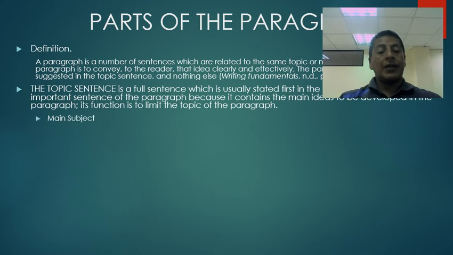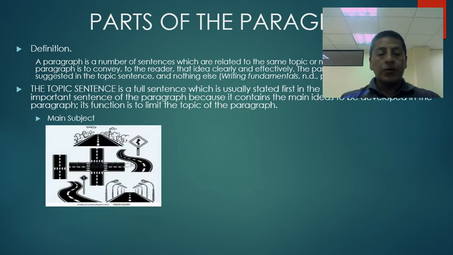Okay, so then let's move on. After the topic sentence, we have the main subject. Okay, so the main subject is kind of part of the topic sentence, and the function of the main subject is to provide the reader with the topic that we are going to discuss in this paragraph. But having the main subject or the topic is not enough for the reader to know which perspective the writing has taken into consideration to deliver the message.